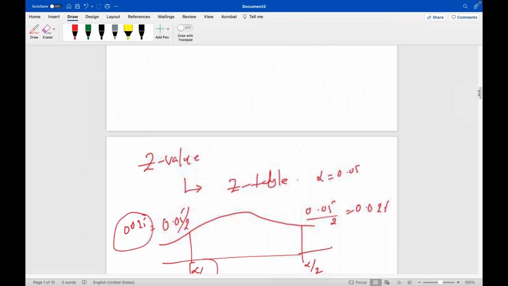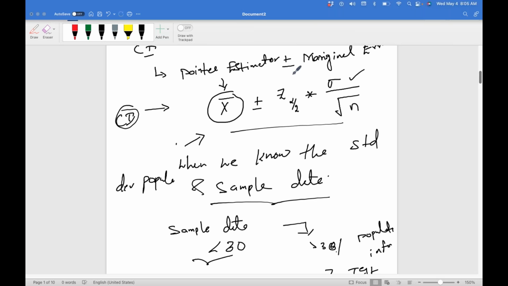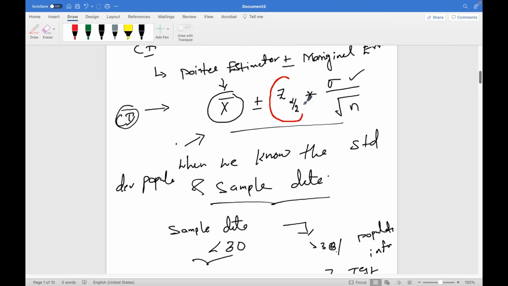If you know the Z value, the standard deviation, the sample size, and the sample mean, when we know all these values we can easily estimate, right? From this particular formula, the only value we don't know is this one. This Z alpha by 2 we can calculate from the Z table. Other than this, everything is known information.